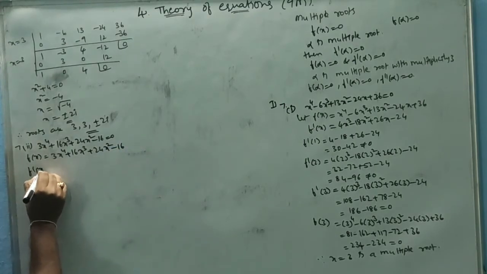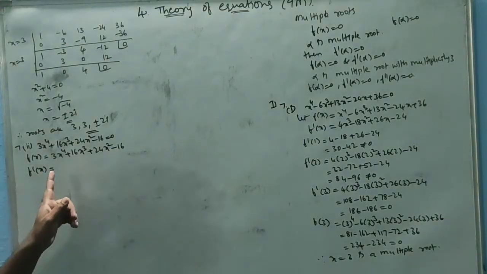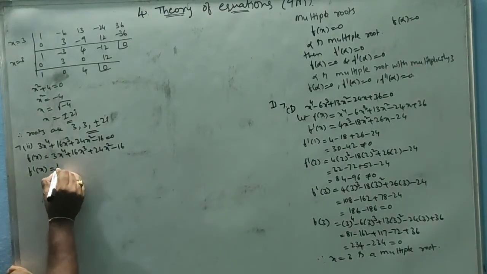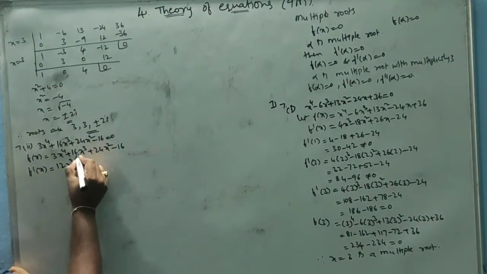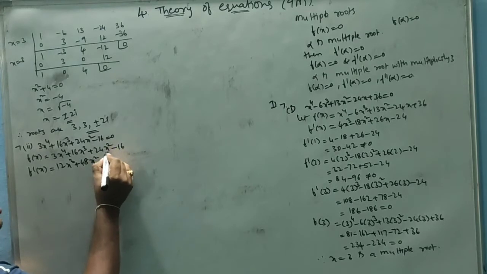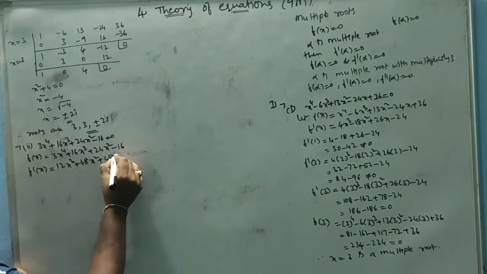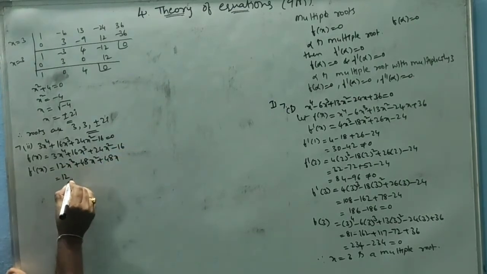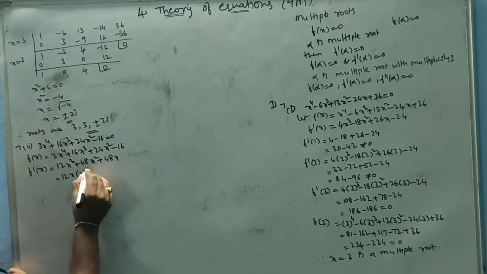f dash x equal to differentiation. x power 4 differentiation 4x cube, 4 into 3, 12x cube. x cube differentiation 3x square, 3 into 16, 48x square. x square differentiation 2x, 2 into 24, 48x. 16 constant differentiation 0. In this I want to take 12 common in all, x common, then x square.